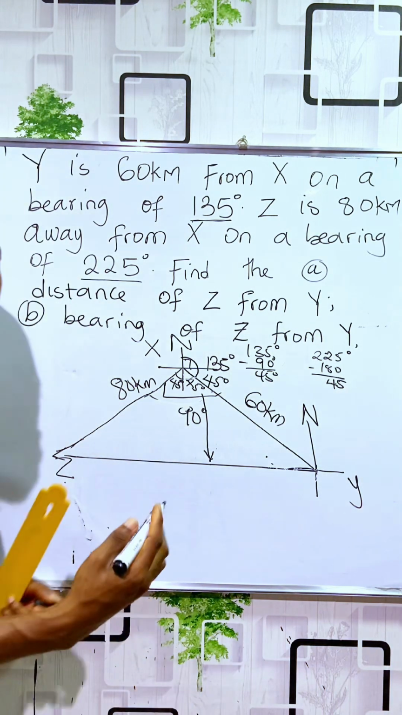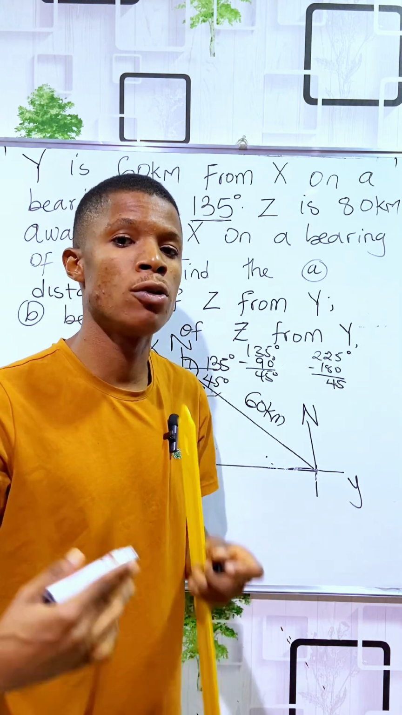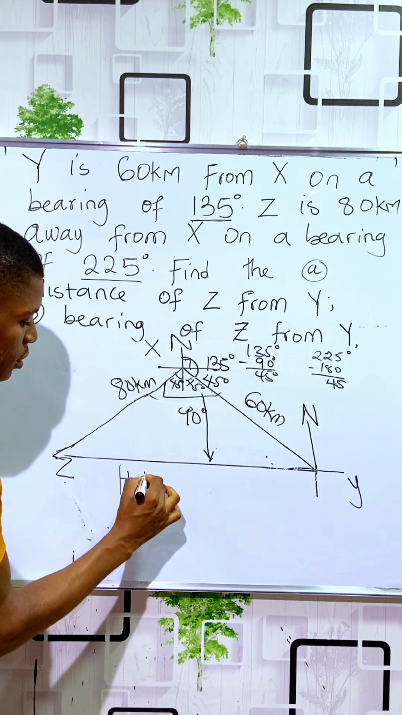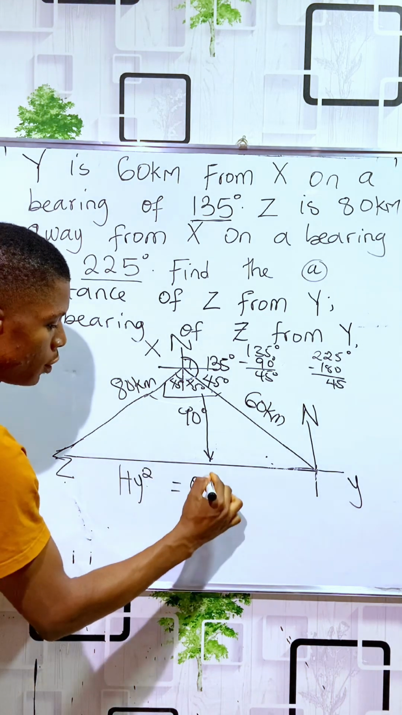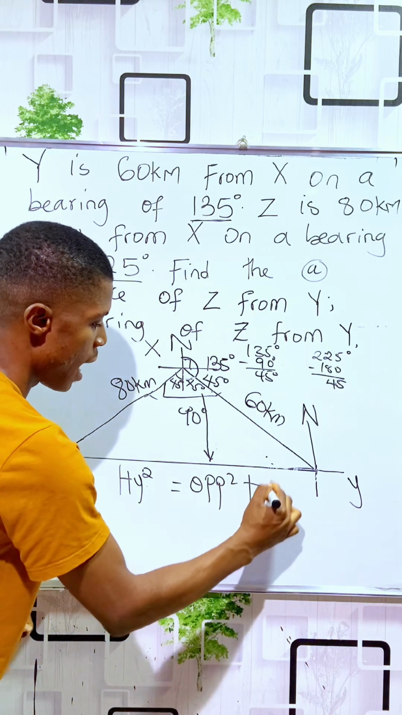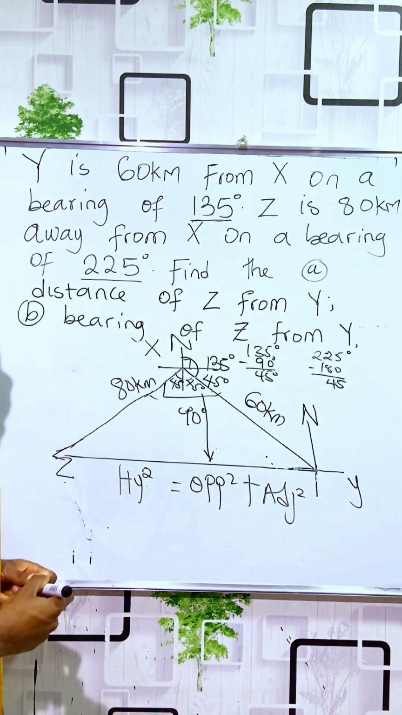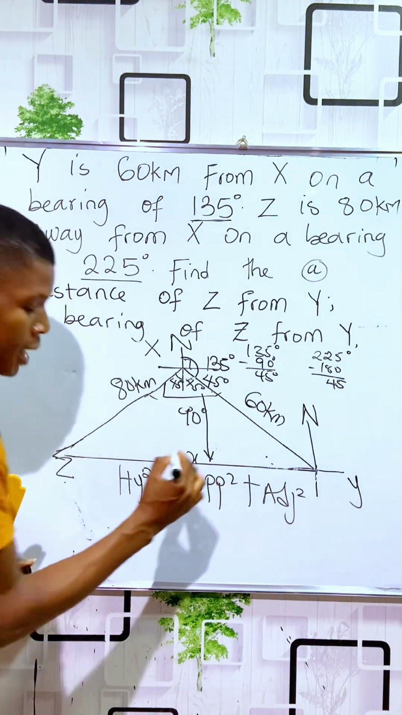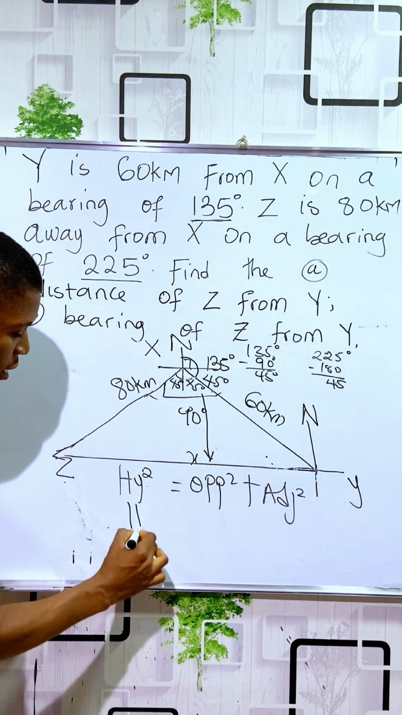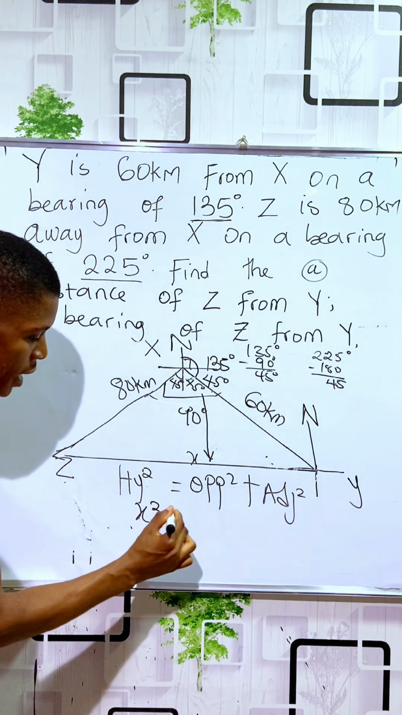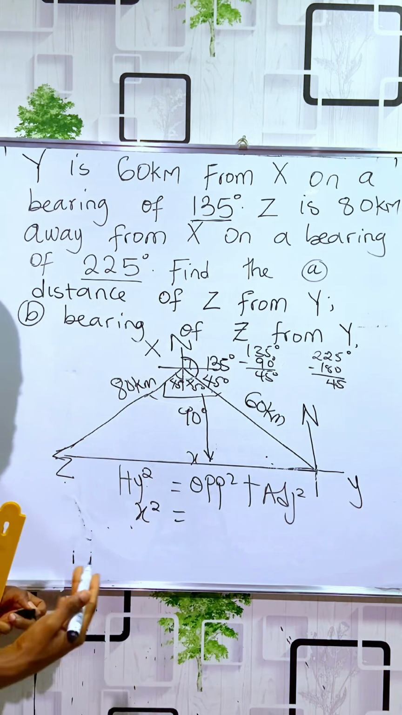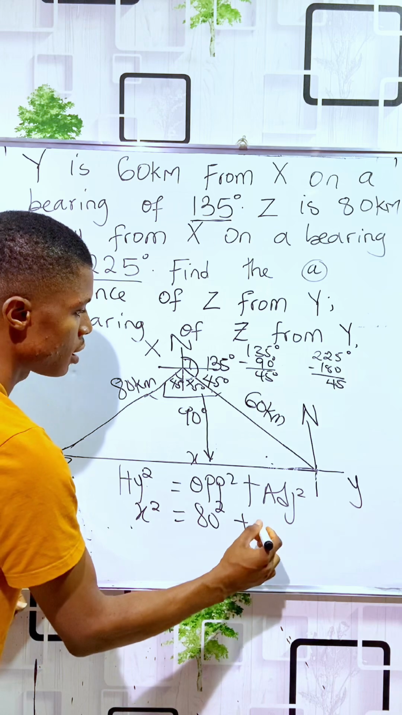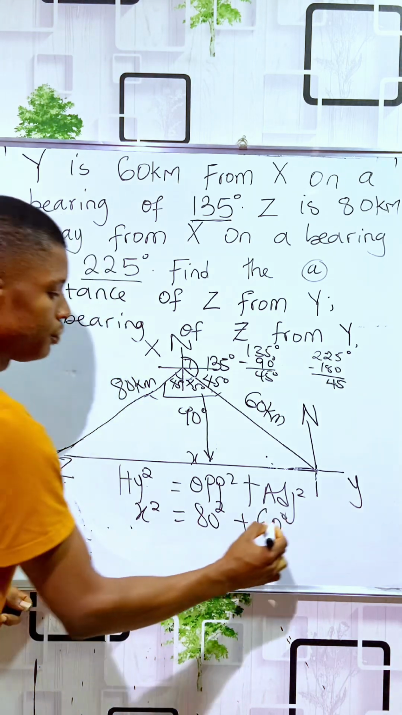So we use Pythagoras' rule to solve right-angled triangle problems. Pythagoras says that hypotenuse squared is equal to opposite squared plus adjacent squared. The hypotenuse is usually the longest side. So the hypotenuse is unknown. Let it be x, the length x. We use it as x squared is equal to the squares of the two other sides, 80 kilometers squared plus 60 kilometers squared.